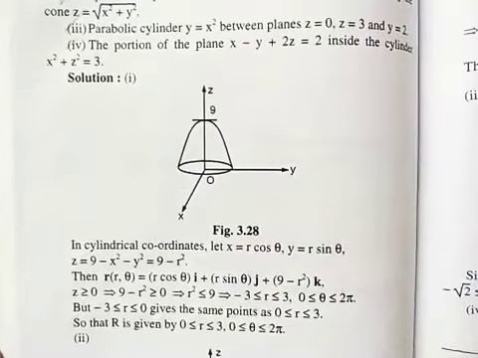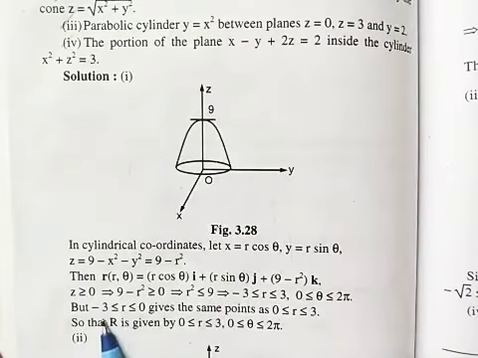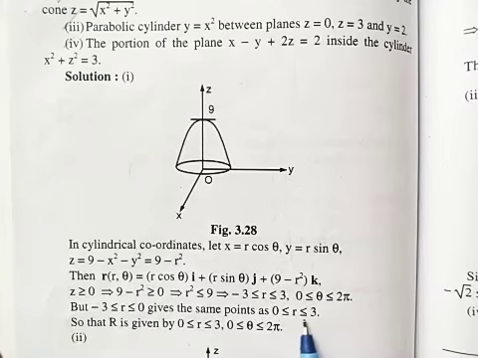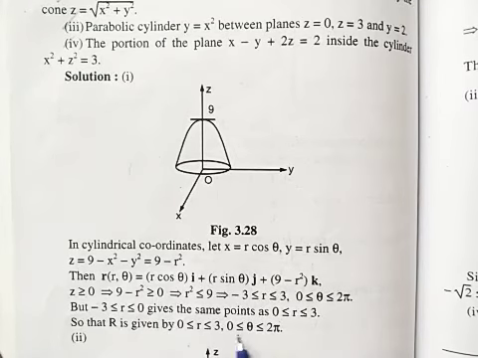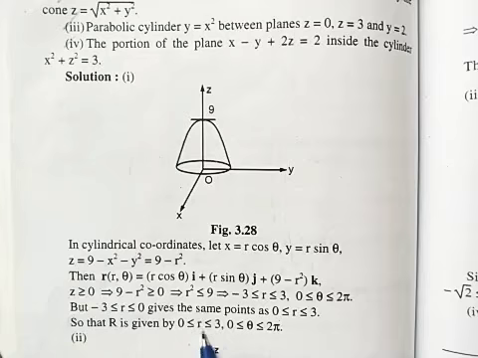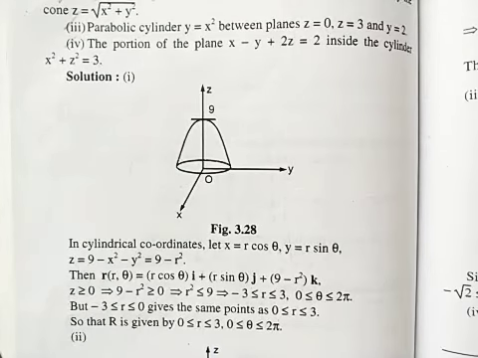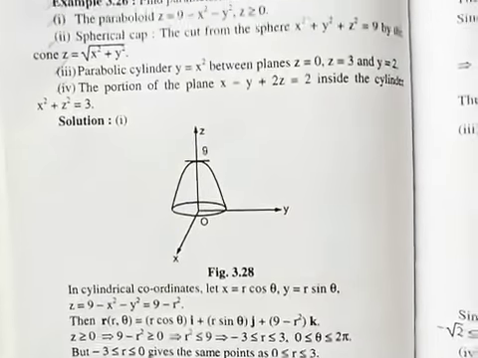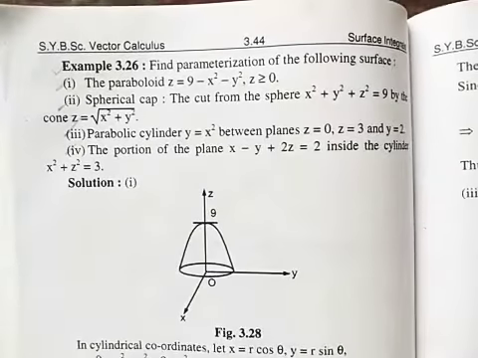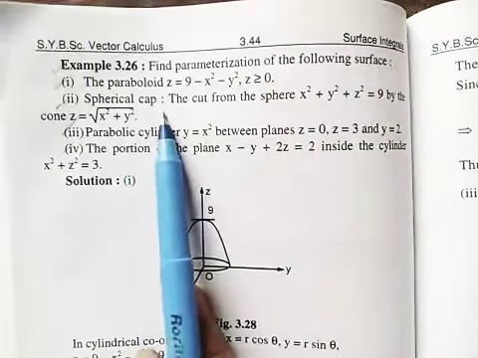But here the values of r from minus 3 to 0 and 0 to 3 both give the same points. So we will write the region R as r is between 0 to 3 and theta is between 0 to 2 pi. Okay. For the next, the second surface is a spherical cap.